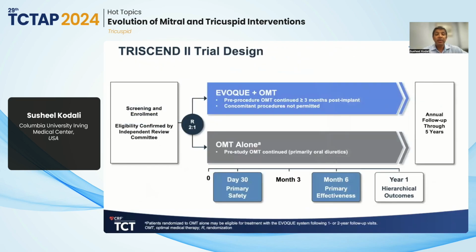The TRISCEND 2 study was a randomized trial. All patients were screened and enrolled by an eligibility committee that was independent from the individual sites. Once eligibility was confirmed, they were randomized 2-to-1 to receive EVOQUE or continue on medical therapy. They were followed at 30 days, 6 months, and annually out to 5 years.